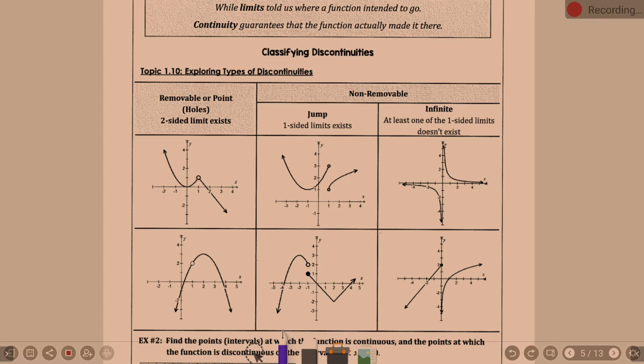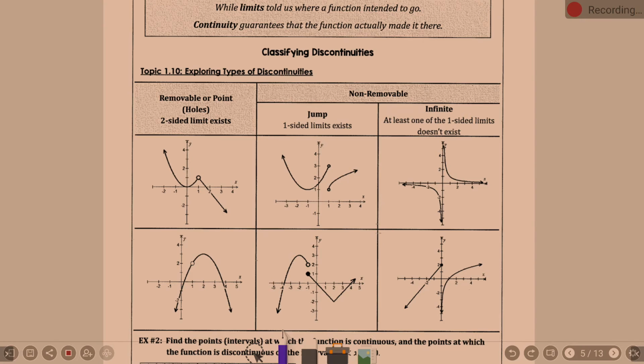On the first two, removable, we hear them as removable discontinuities or point discontinuities. It's fancy ways for saying they are holes. And you notice there it talks about two-sided limits exist. So as we approach 1, yes, the limit exists there, but it's not continuous, right? Limit exists, but it's not continuous. Okay, those are removable or point discontinuities.